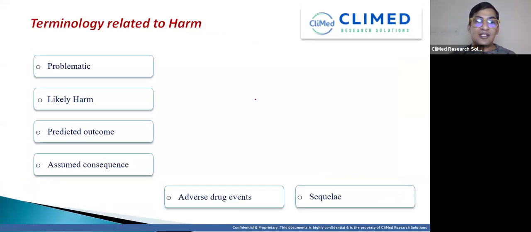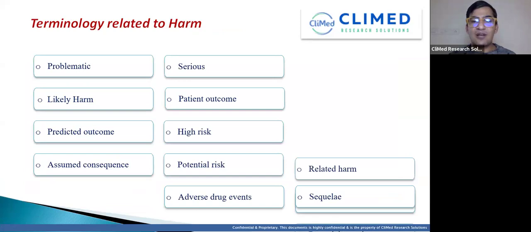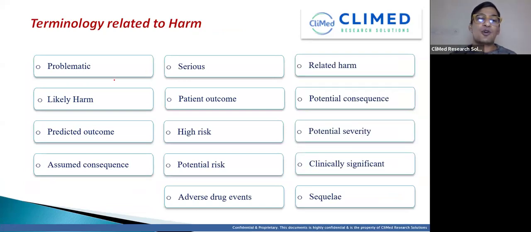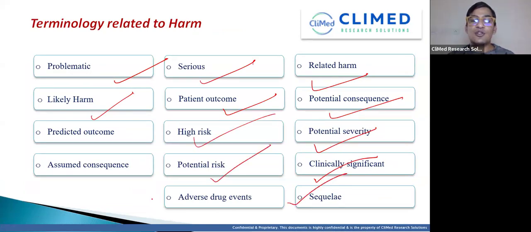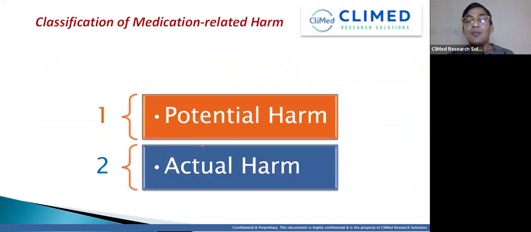Yes, the terminology for harm is different. Some say problematic, some say likely harm, serious harm, patient outcome harm, related harm, potential consequences, potential severity to the patient, clinical significance, sequel, potential risk, high risk. Risk is also harm, assumed consequences, predicted outcomes. These are just terminology. Okay, but there are majorly two types of harm. One is potential harm, one is actual harm. So can someone from my audience tell me what exactly is the difference between potential and actual harm?